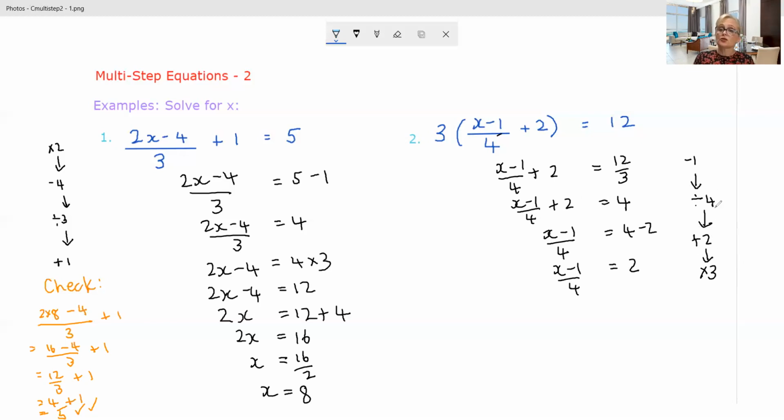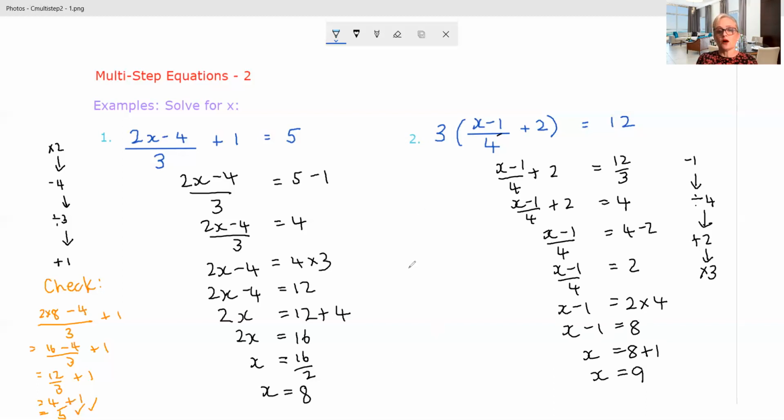Now we've got to undo this dividing by 4. The opposite of dividing by 4 is multiplying by 4. So we're going to do that to both sides. And we get x minus 1 is 8. And finally, we've only got one more thing to undo. We undo subtracting 1 by adding 1. So x equals 9. And again, let's actually do some setting out to check that this is in fact correct.